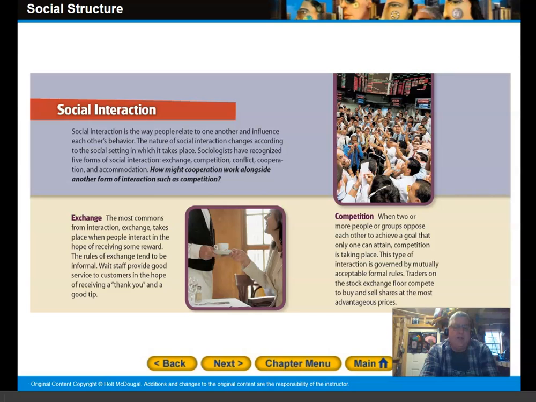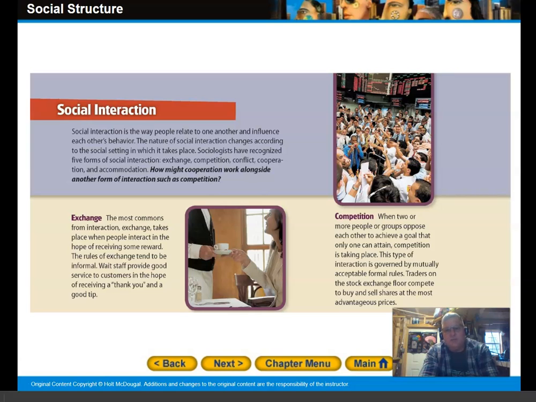So, in exchange, the most common form of interaction is exchange. It takes place when people interact with the hope of receiving some reward. The rules of exchange tend to be informal. For instance, wait staff provide good service to customers in hope of receiving a thank you in the form of a good tip.